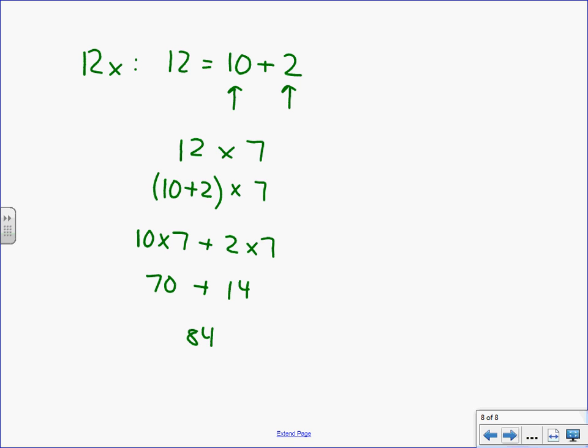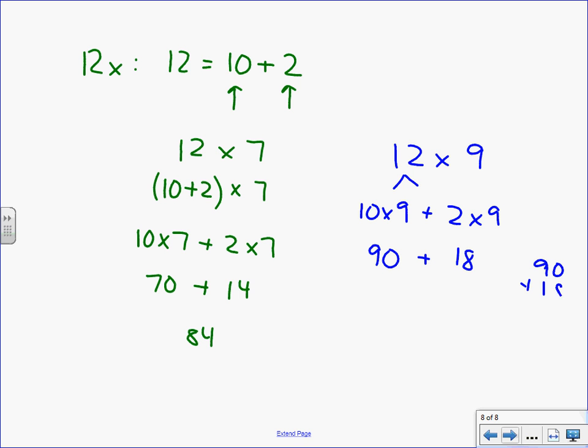Let's try another one. Want to do 12 times 9. What do you have to do? You break it down. So you're going to do 10 times 9 plus 2 times 9. That's 90 plus 18. If you need, line them up to add them up.